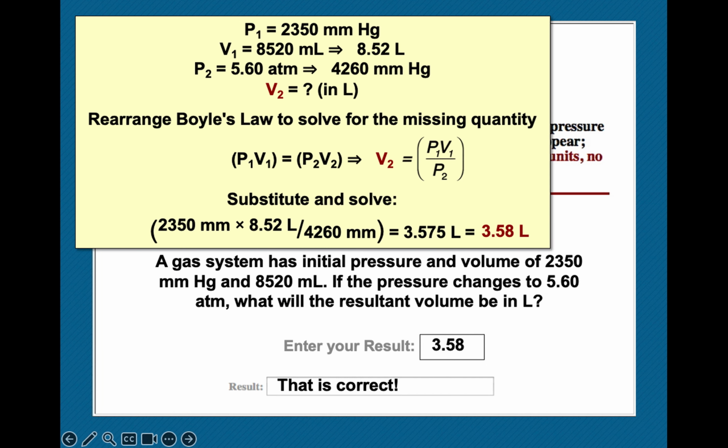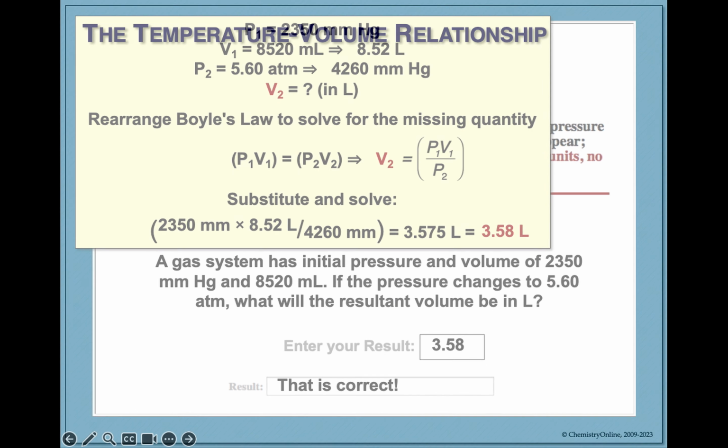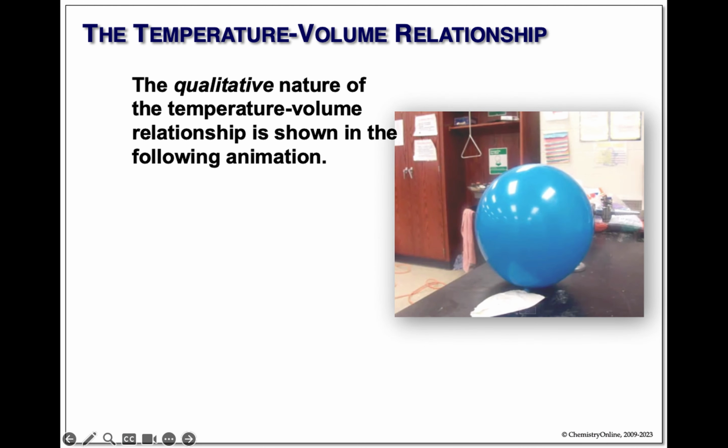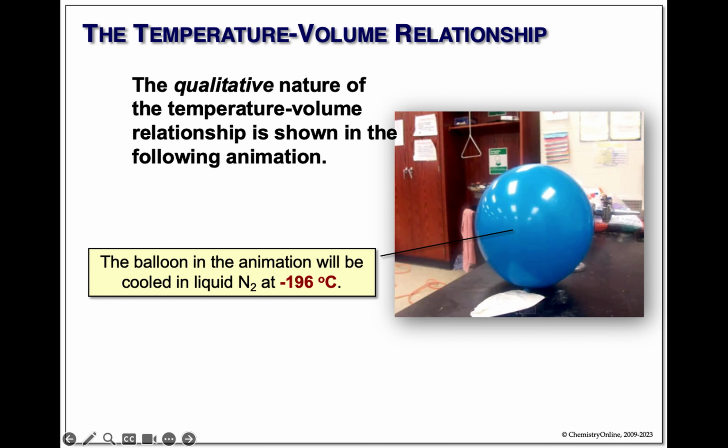Let's move on to Charles's law. Charles is the guy's last name, by the way. And this is the temperature-volume relationship. Now, what we're going to do here is take this poor innocent balloon, and we are going to dump liquid nitrogen on it. Liquid nitrogen is minus 196 centigrade, so it's really, really cold, okay? So, let's go ahead and do this and watch what happens to our poor balloon.